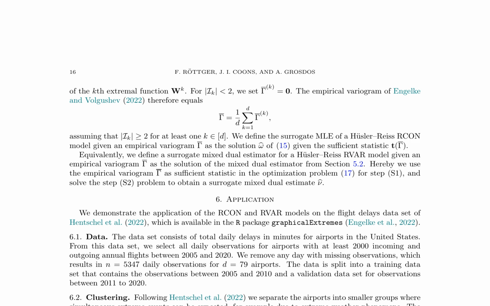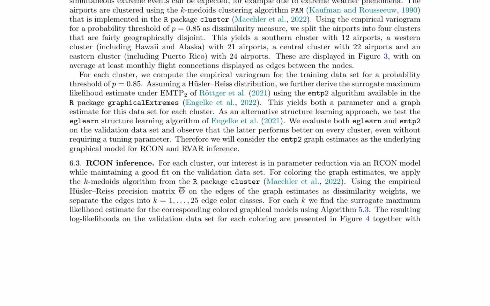Daily observations from airports with at least 2,000 annual flights between 2005 and 2020 are selected, split into training and validation sets. Clustering is performed using the K-medoids algorithm, resulting in 4 clusters: southern, western, central, and eastern. For each cluster, the empirical variogram is computed, and the surrogate maximum likelihood estimate is derived using the EMTP2 algorithm. Evaluations on the validation dataset show that the EMTP2 structure learning approach performs better.